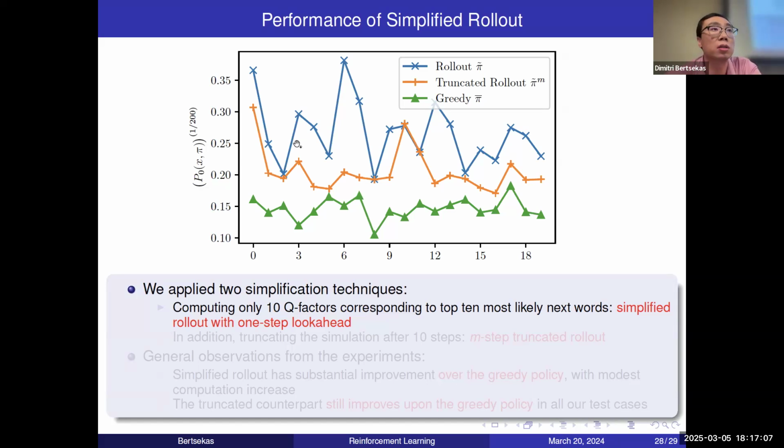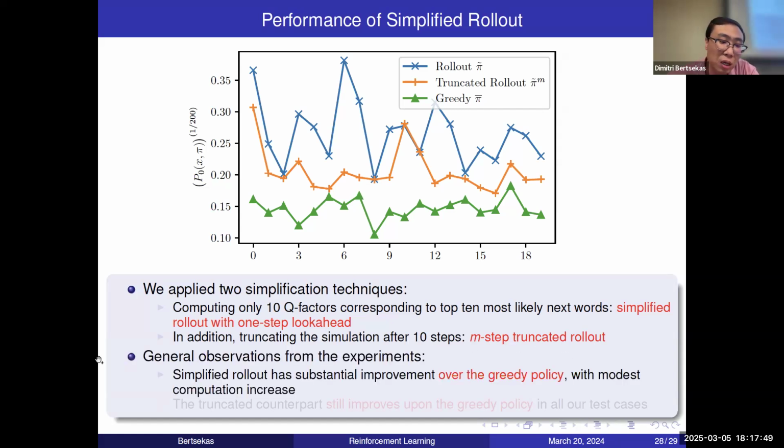Exactly. This is the thing we alluded to in the previous lecture: when you do simplification, if you have a base policy, it's good that the base policy is used in a certain way to help you construct the constraint set, or the subset of the constraint set for you to consider, basically to ensure the performance improvement. In addition to that, we also introduced truncation, truncating the simulation after 10 steps. It's M-step truncated rollout. As you can see, the general observations here are that simplified rollout has substantial improvement over the greedy policy with a modest computation increase, and the truncated counterpart still improves upon the greedy policy in all of our test cases.